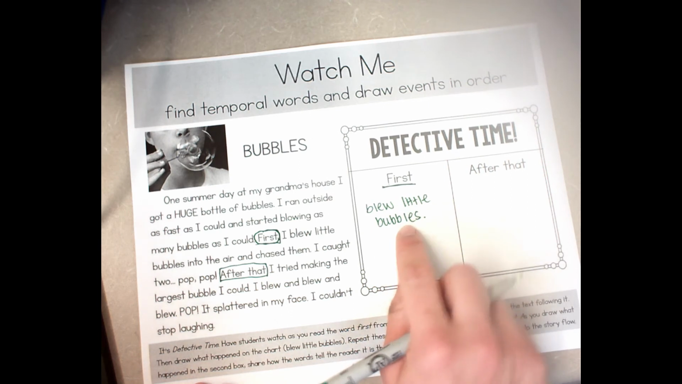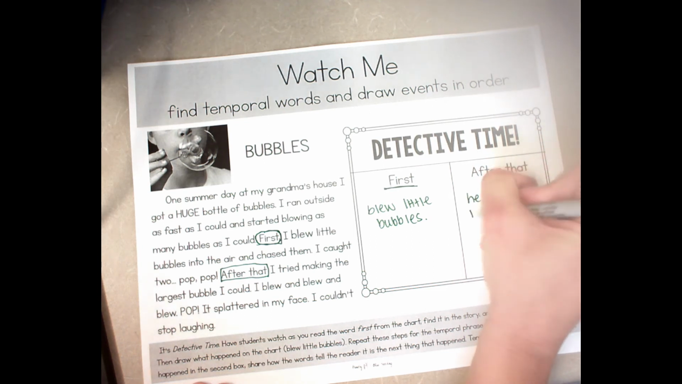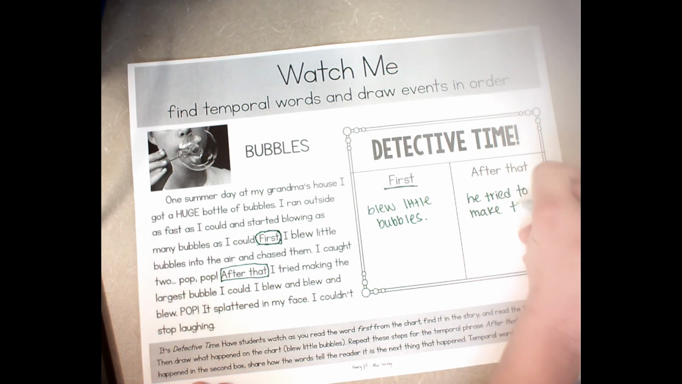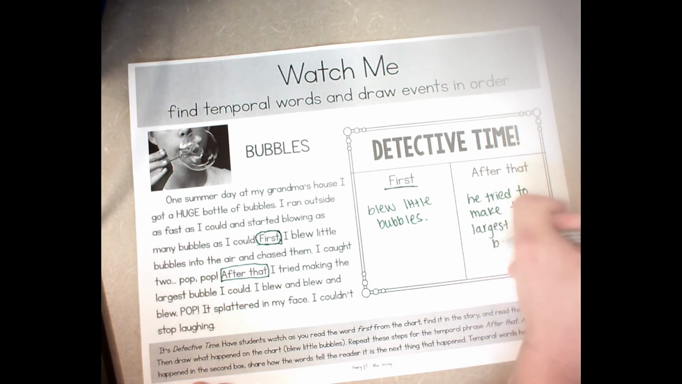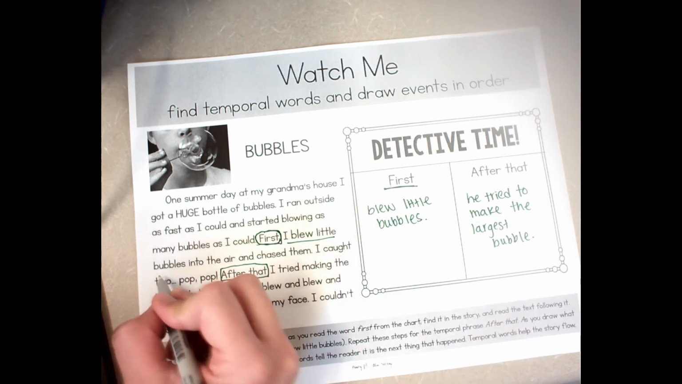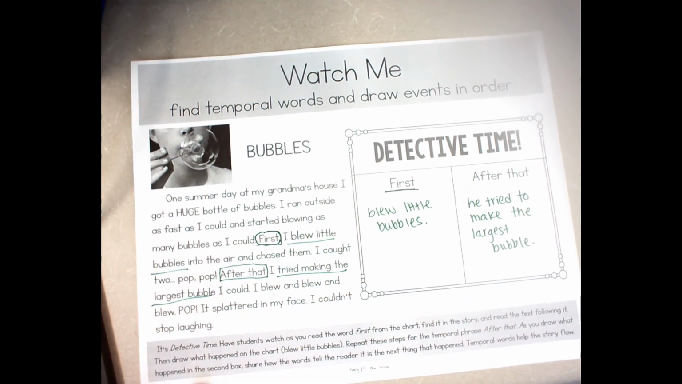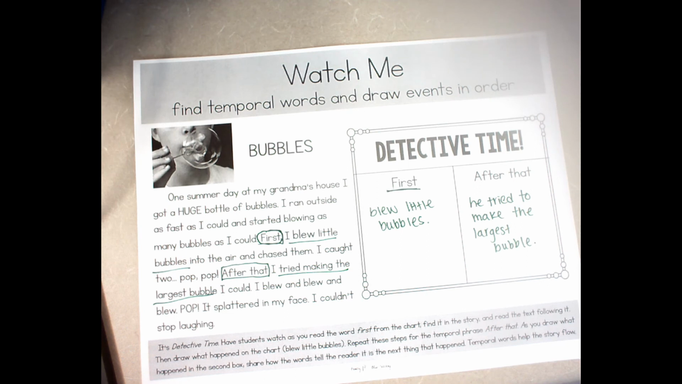So what did he do after that? He blew little bubbles. Then after that, he tried making the largest bubble. So we use those temporal words or the transition words to help us figure out what happens in order. So today you'll get to practice doing that.